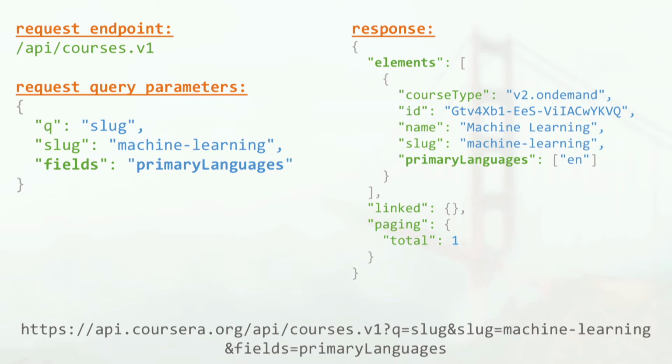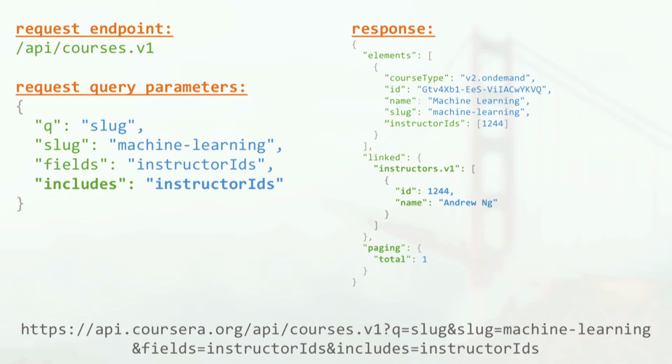So we talked about selection and projection. Now let's do the fun one, and that is joins. And what we call them is actually includes. So you include a related resource. So if you have a course and you want to also get the instructor for that course's instructor IDs, you add the includes parameter, and in the response, you get the related instructor in a single API call.